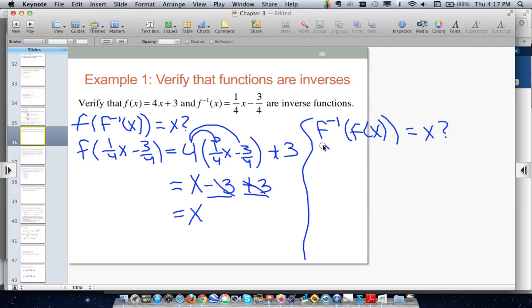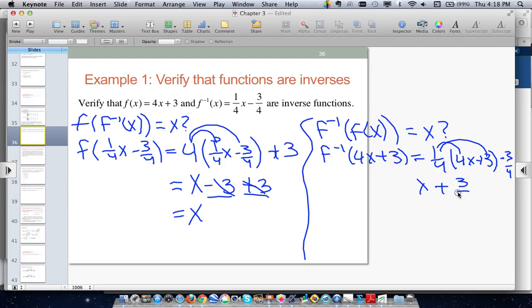So we are going to substitute in 4x plus 3. So 1/4 times 4x plus 3 minus 3/4. Distribute the 1/4. So 1/4 times 4 would be 1x. And then 1/4 times 3 would be 3/4. And then minus 3/4 back here at the end. Plus 3/4 minus 3/4 simplifies to just x.